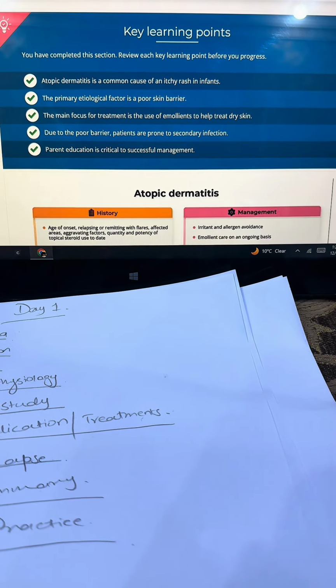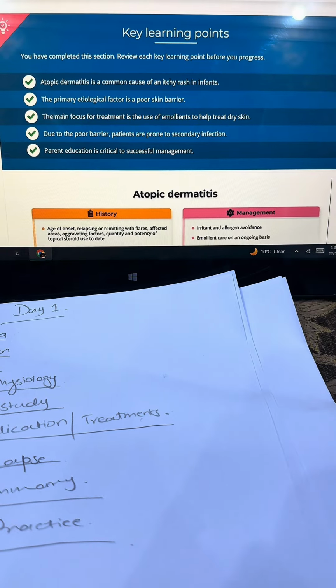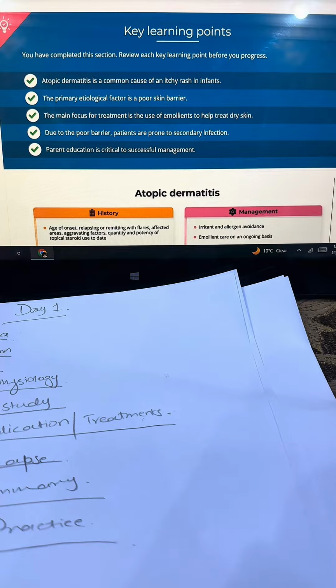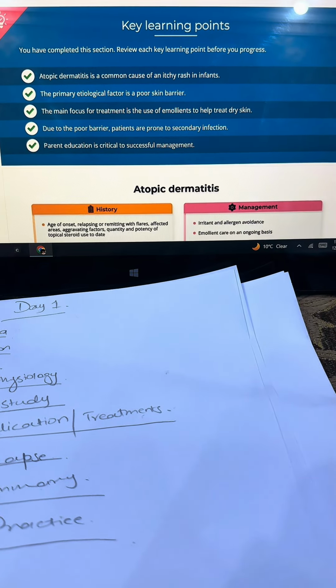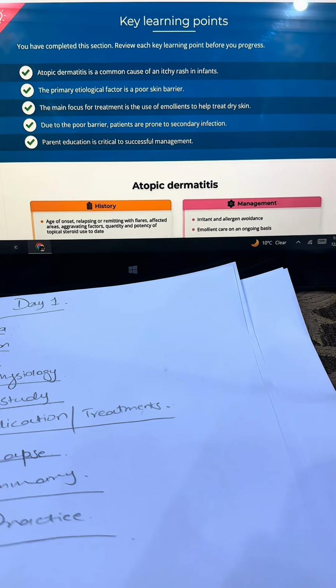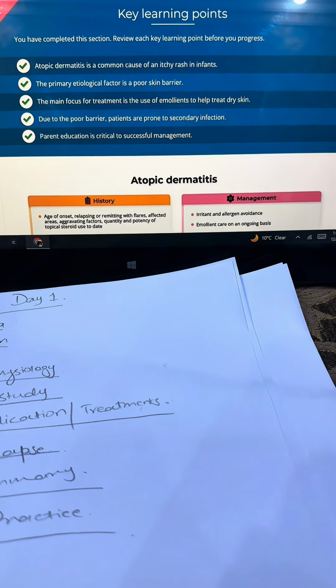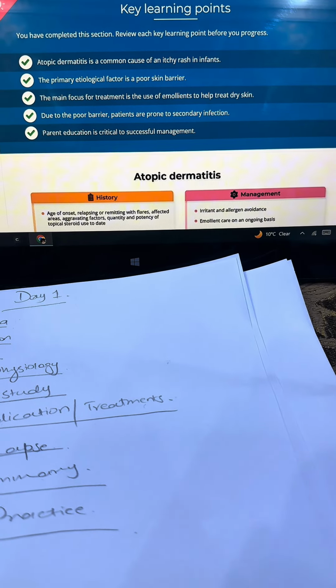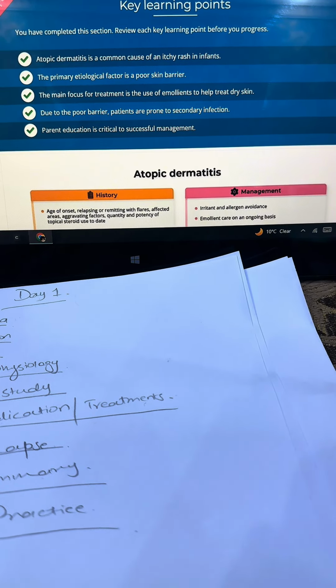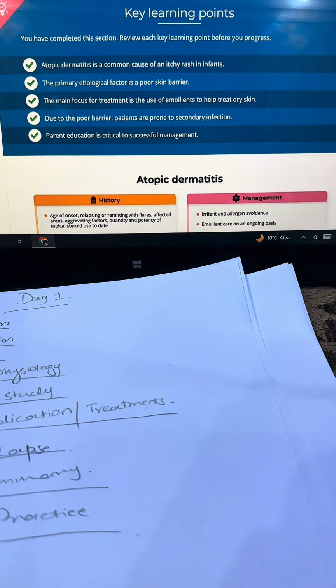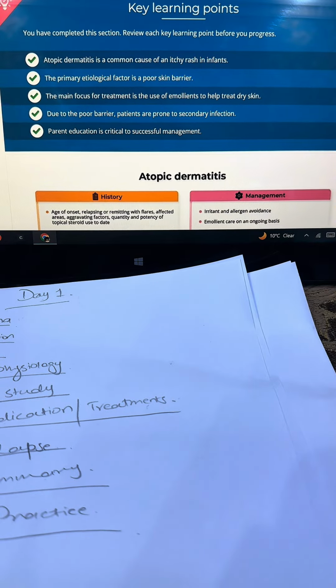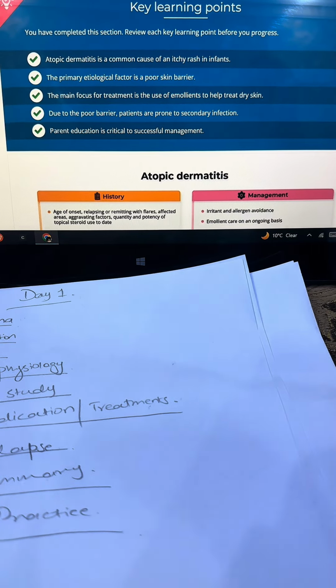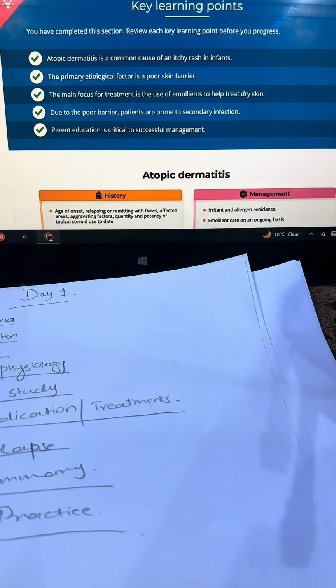The key point in the Nadia case is that atopic dermatitis is the common cause of itchy rash in infants. The primary etiology factor is poor skin barrier. The main focus of treatment is the use of emollient to help treat dry skin. Due to poor barrier, patients are prone to secondary infection. Parent education is critical to successful management.